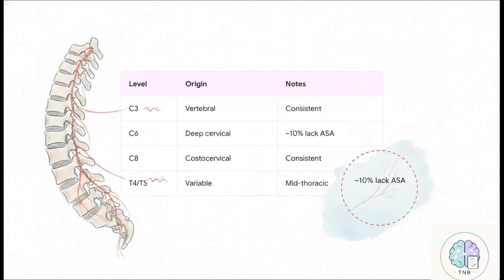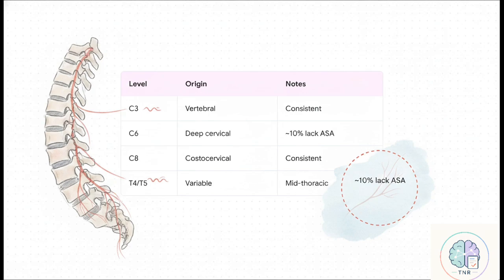Let's map out the exact origins of these primary radiculomedullary megafeeders in the upper spine, because there are some vital patterns here. At C3, the feeder arises from the vertebral artery. At C6, it usually comes from the deep cervical artery. C8 originates from the costocervical trunk. And down at T4 or T5, we've got another T feeder.